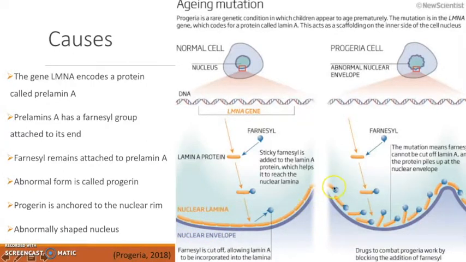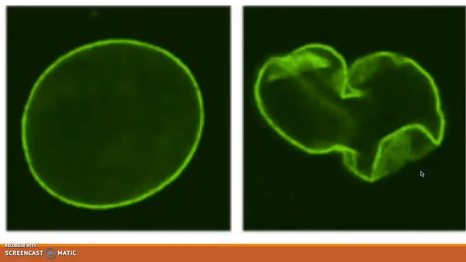However, in the abnormal condition, the farnesyl group is not cleaved, so it forms a pile of proteins. And actually, one treatment for this disease is to block the addition of the farnesyl group. So to the left, this is how the normal nucleus looks, and to the right is the abnormal one, or how the nucleus of patients with progeria looks.